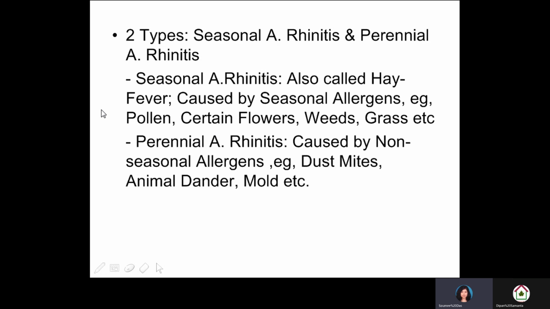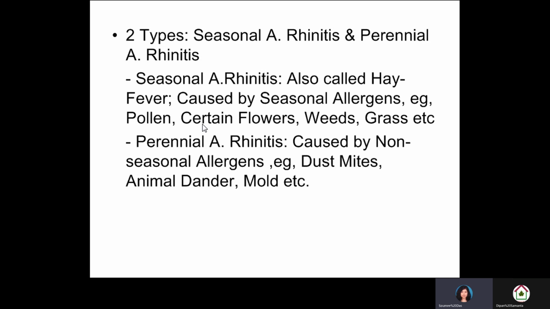So in case of seasonal allergic rhinitis, this is also called hay fever. This is caused by seasonal allergens like pollens, certain flowers, weeds, grass, etc. Which in case of seasonal allergic rhinitis, the triggering allergens are based on or are related to some particular season. So one particular flower will be blossoming in a particular season, or any other flower would be blooming in some, suppose in spring, or some flower will bloom in winter.